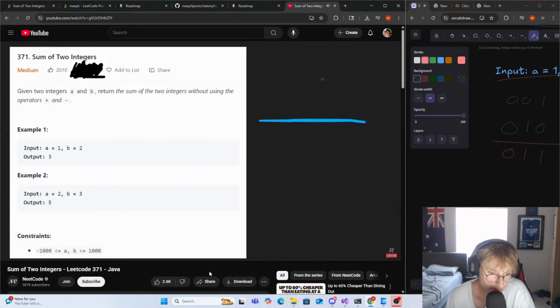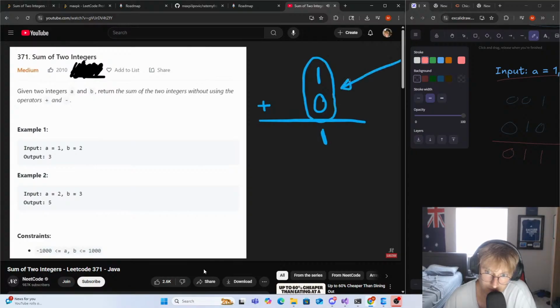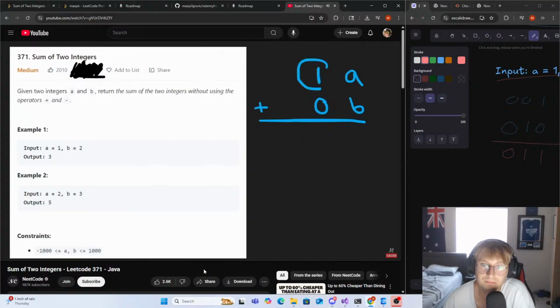So let's think about this. If we had a 1 and a 0, adding these two together gives us a 1 in the output. But we can't use addition. What kind of logical operation could we do on these two bits to figure out that the answer is 1? This could be a 0 and this a 1, or this a 1 and this a 0, and adding these together still would be a 1. So if one of these digits is a 1, we will have a 1 in the output.